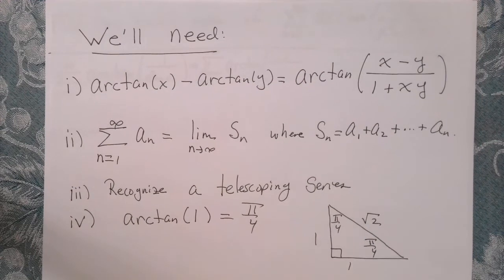Now, tool number 1 we just proved in the previous video. You're going to want to check that out. But we're going to use the fact that the arctan of x minus the arctan of y is equal to the arctan of x minus y over 1 plus x times y.